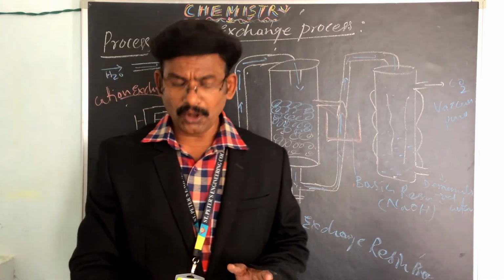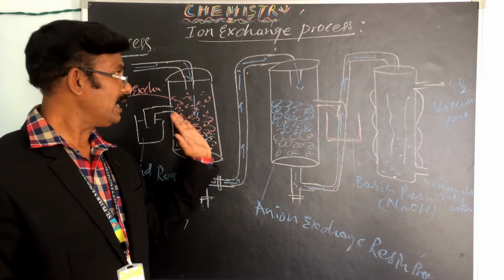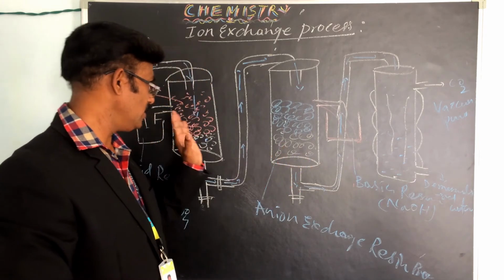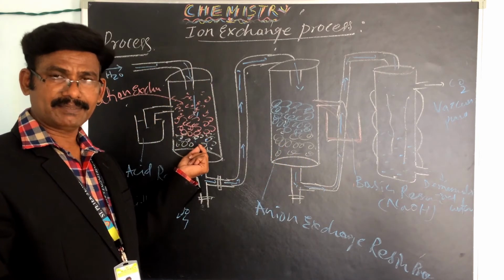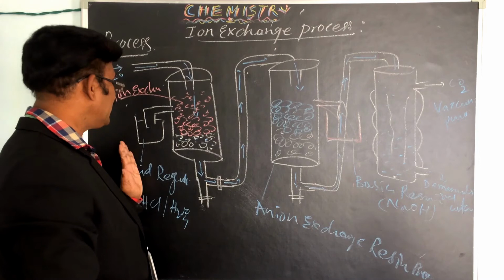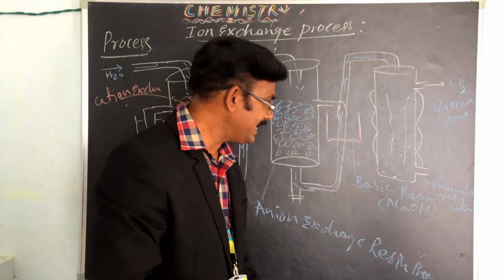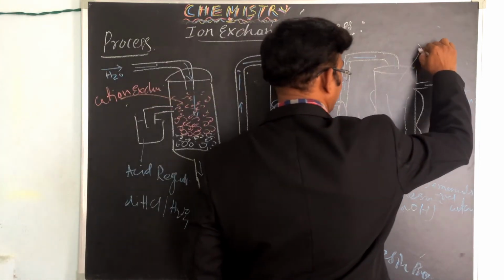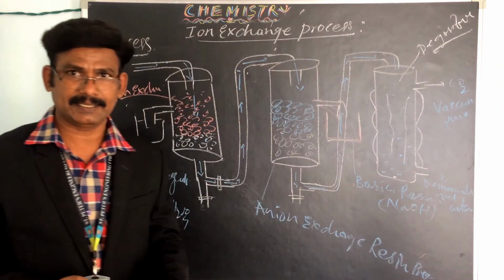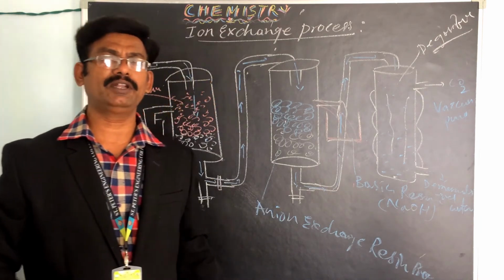This is the diagram. In the diagram, just three cylinders are there. One is the cation exchange cylinder, another is the anion exchange cylinder, filled with the resin bed and some sand. Two regeneration tanks are there: the acid regeneration tank and the basic regeneration tank. And this one is the degasifier. Degasifier means removal of gases by using a vacuum pump.